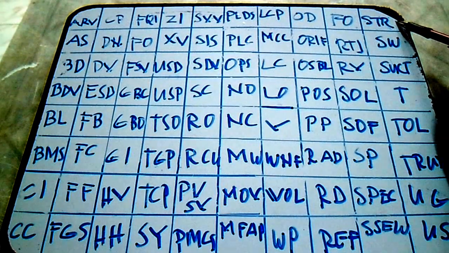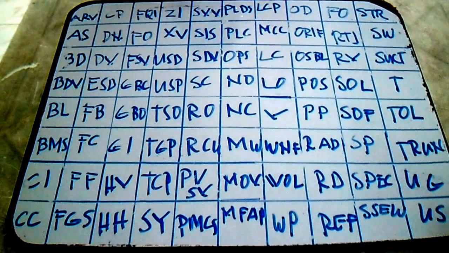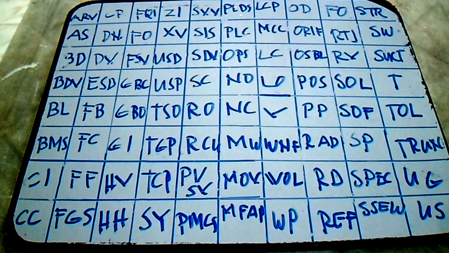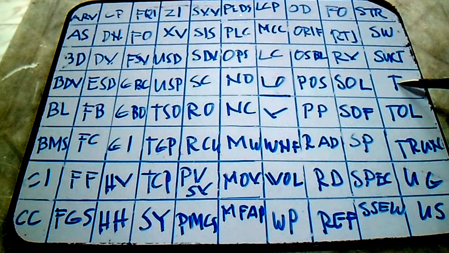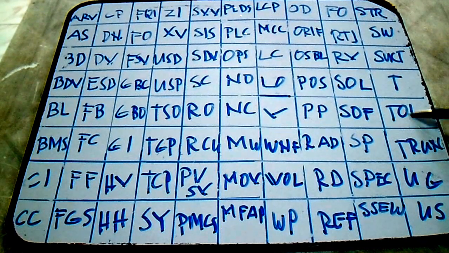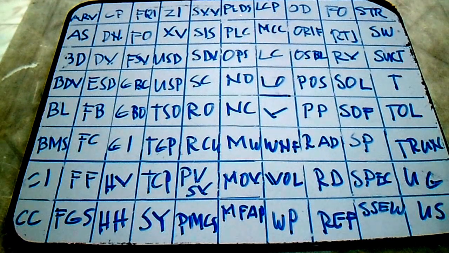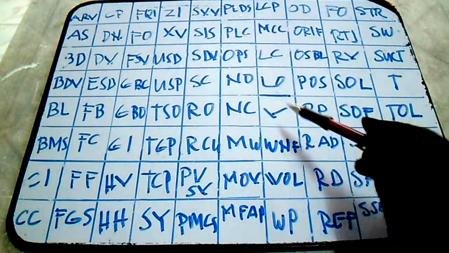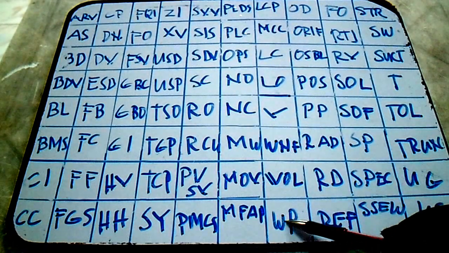From the top, STR is a strainer. SW is socket weld, ST is suction trap, TOL is threadolet, and this is a trunnion. You have UG underground and we have AG above ground. US is utility station, and we have a vent, WN weld neck flange, weldolet, and this is a working point.